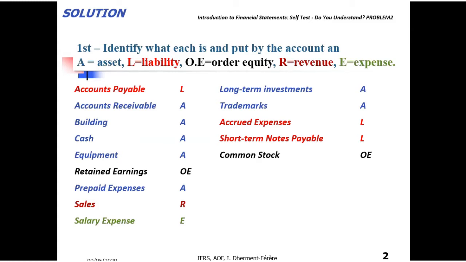Common stock, owner's equity. Interest income, revenue. Inventory, asset. Dividends paid, owner's equity. Cost of goods sold, expense.